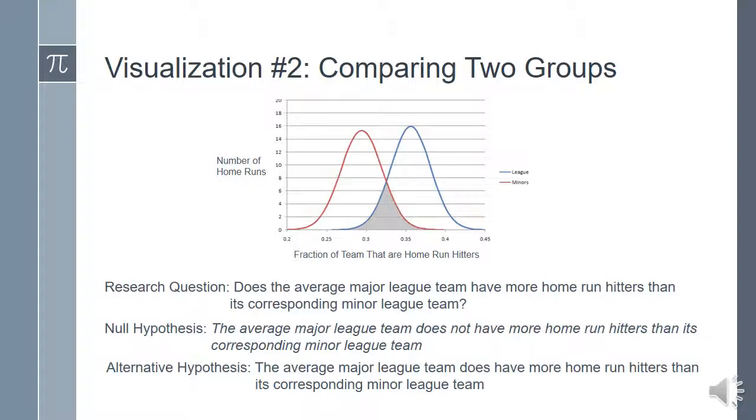Now, once our null hypothesis is rejected, we can accept our alternative hypothesis, which in this case would state that the average major league team does have more home run hitters than its corresponding minor league team.